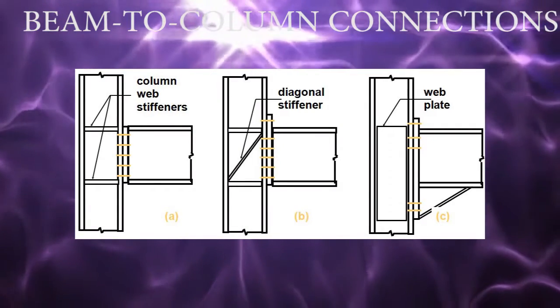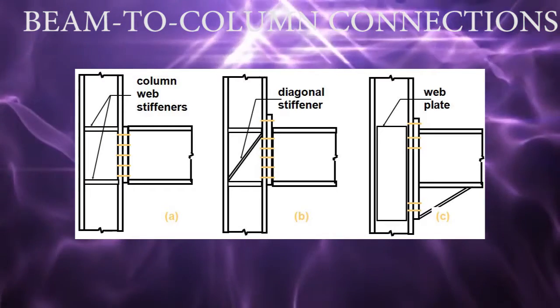Rigid beam to column connections. A. Short end plate. B. Extended end plate. C. Haunched.